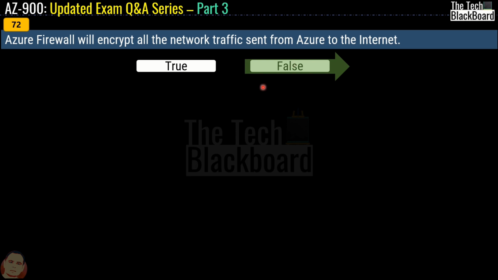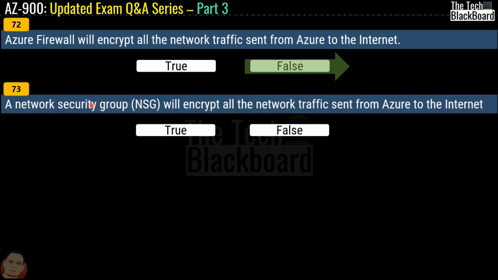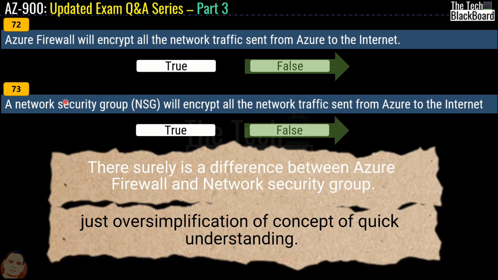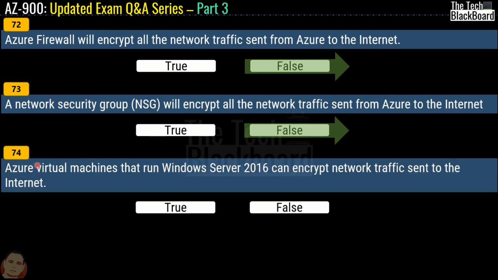Moving ahead with question number 73, it says a network security group or NSG will encrypt all the traffic sent from Azure to the internet. The correct answer for this question again is false, and this is because a network security group does not encrypt network traffic. It actually works in a similar way to the firewall, so it allows or blocks the traffic based on source or destination IP address, ports or protocol, similar to what we saw in question number 72. And with that, let's move to question number 74.